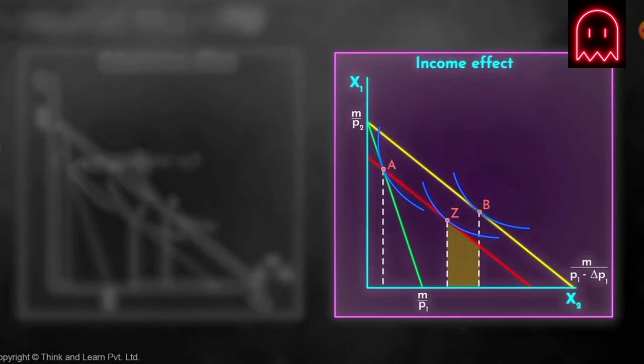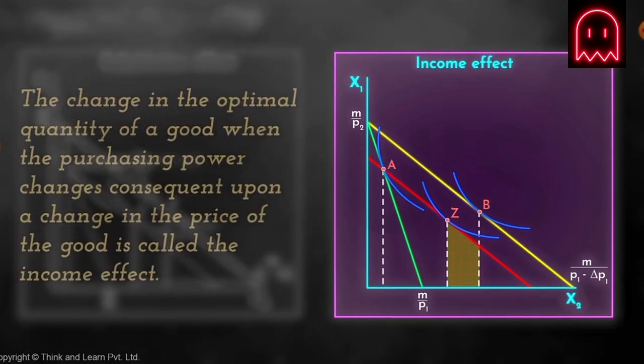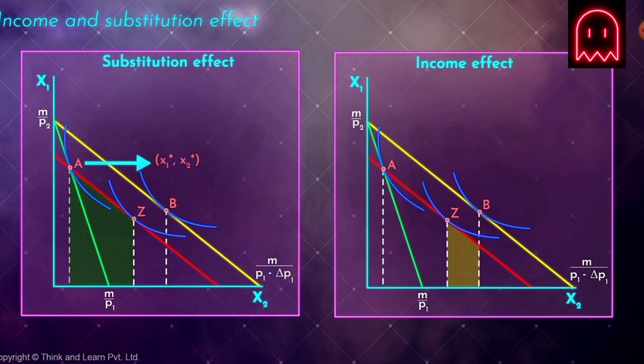Second, however, the income of the consumer does not in fact reduce due to the fall in the price of good 1, right? The consumer would experience a rise in the purchasing power. And what is left in the original movement after removing substitution effect is due to this income effect. The change in the optimal quantity of a good when the purchasing power changes consequent upon a change in the price of the good is called the income effect. Thus, the two effects of a fall in the price of good 1 work together and there is a rise in the consumer's demand for good 1.